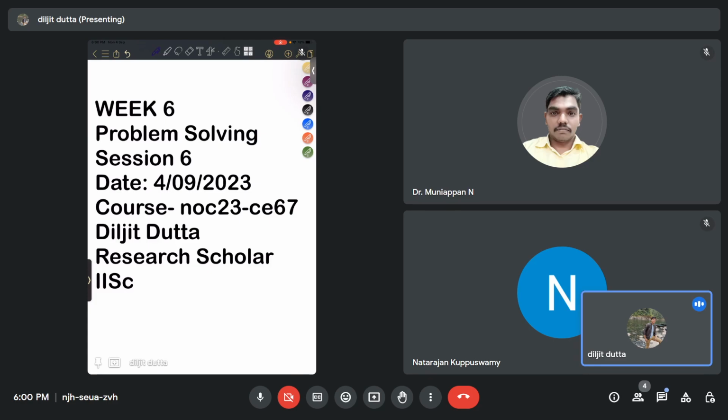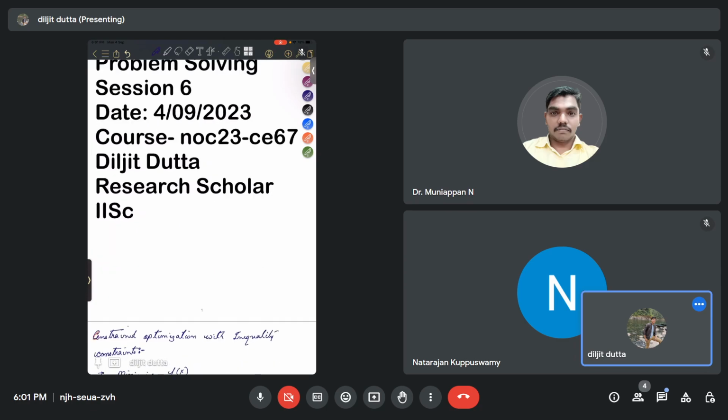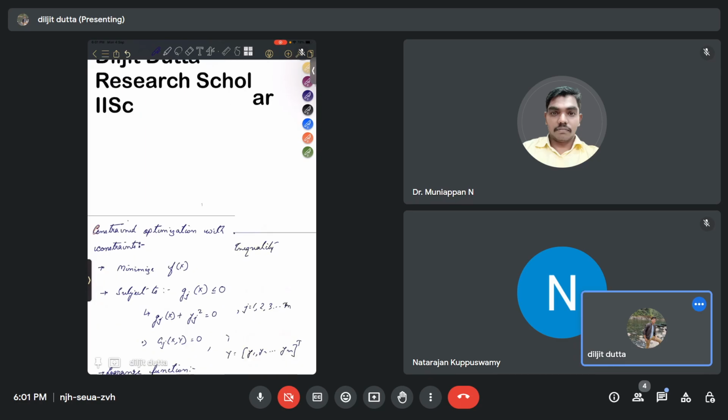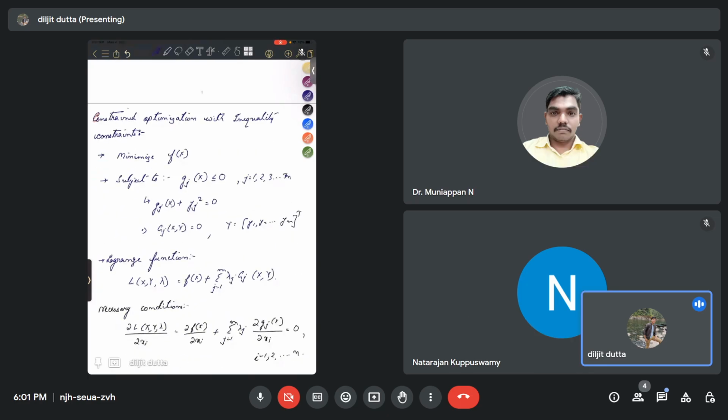So, good evening, everyone. This is Diljit Datta. We'll be looking through session 6 of this course, that is optimization methods. Today, we'll be covering the problems and concepts taught in week 6, that is constraint optimization with inequality constraints. First we'll look into the standard form of how an optimization problem with inequality constraints looks.